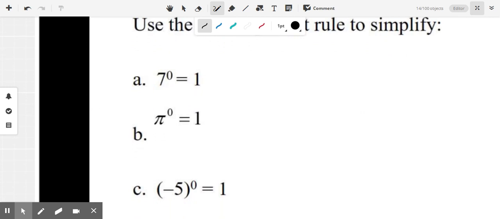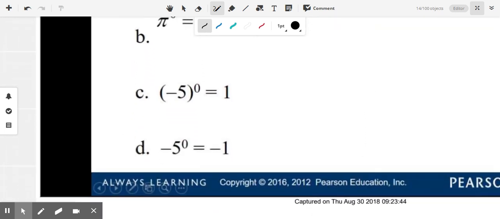So notice right here, 7 to the power of 0 equals 1. Pi to the power of 0 equals 1. Negative 5 to the power of 0 equals 1. That's what we just said. Now, notice this one. This is very important as you're putting these things into the calculator. Notice negative 5 to the power of 0 is equal to negative 1 without the parentheses. When I put these parentheses, that means the entire number, negative 5, is being raised to the power of 0 and is equal to 1.